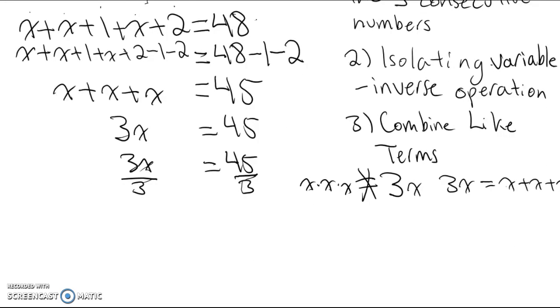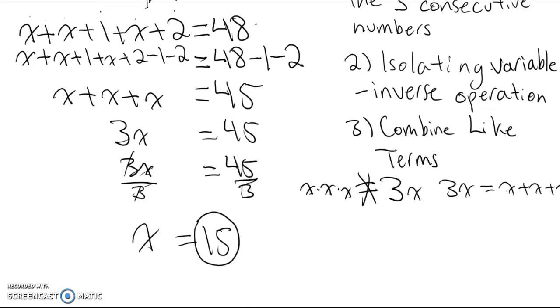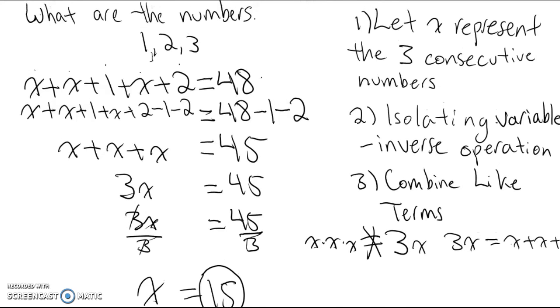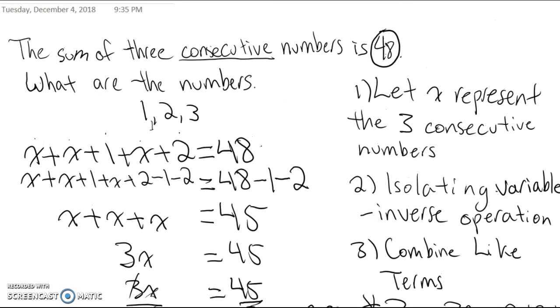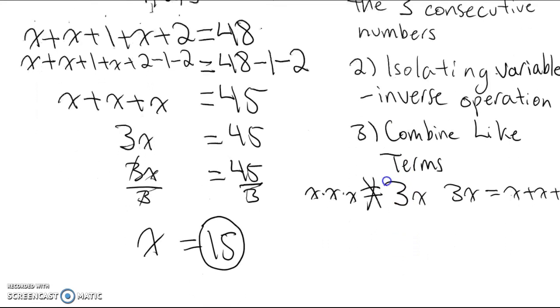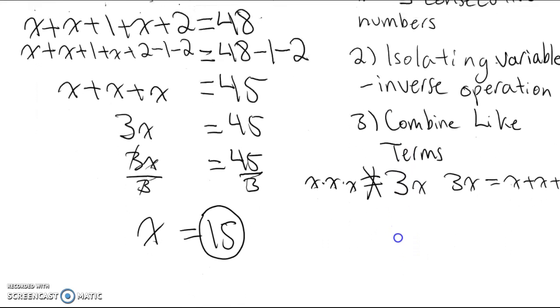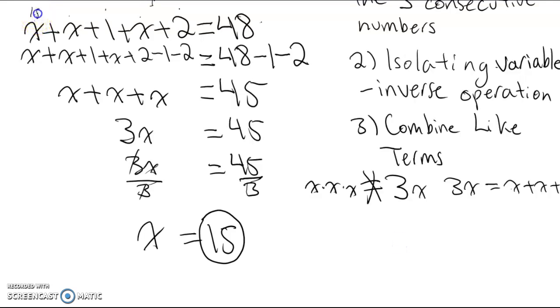Now what this is basically saying is that these cancel out. So what we're left with is x. And 45 divided by 3 is 15. So x equals 15. But we're not done here. In the top, it says there's 3 consecutive numbers, the sum of 3 consecutive numbers. Now, 3 consecutive numbers is x, like here, x is 15. X plus 1 is the second consecutive number.